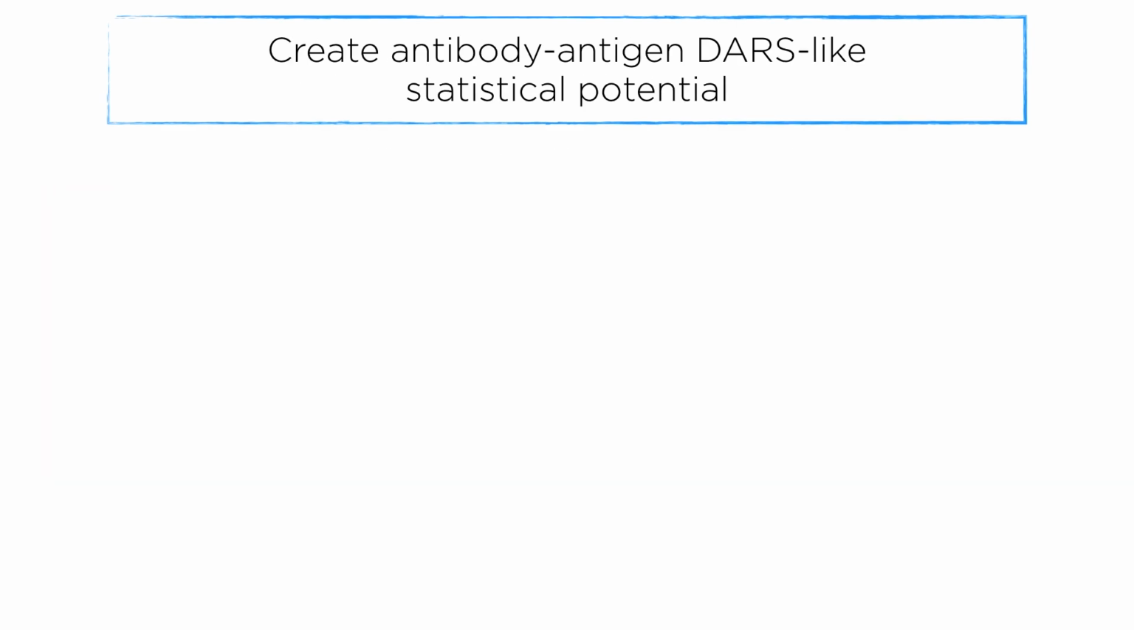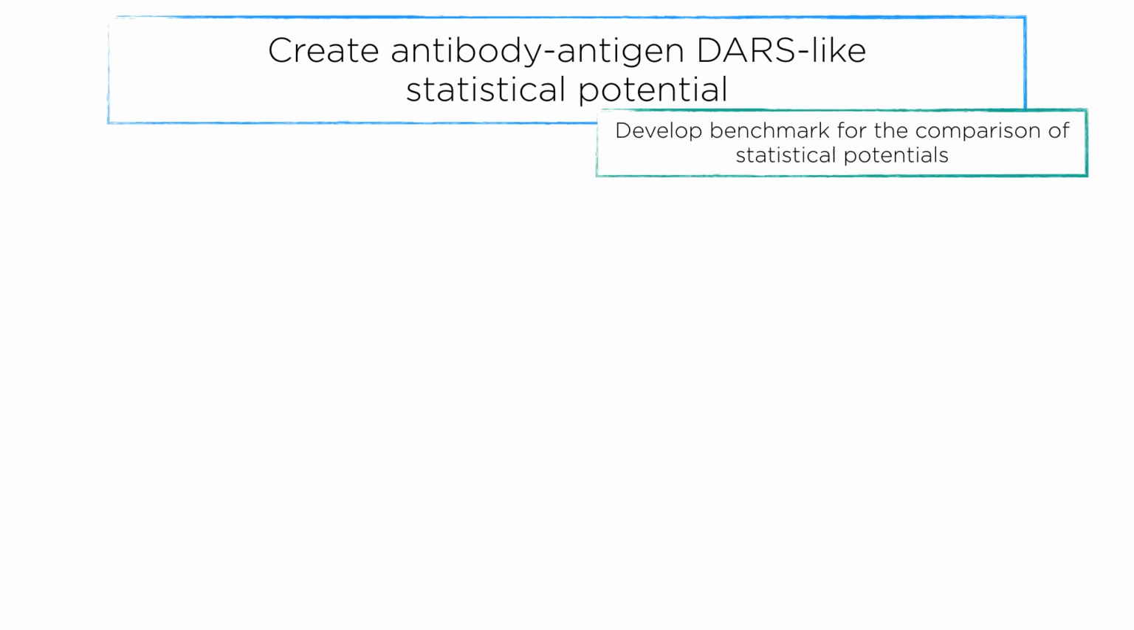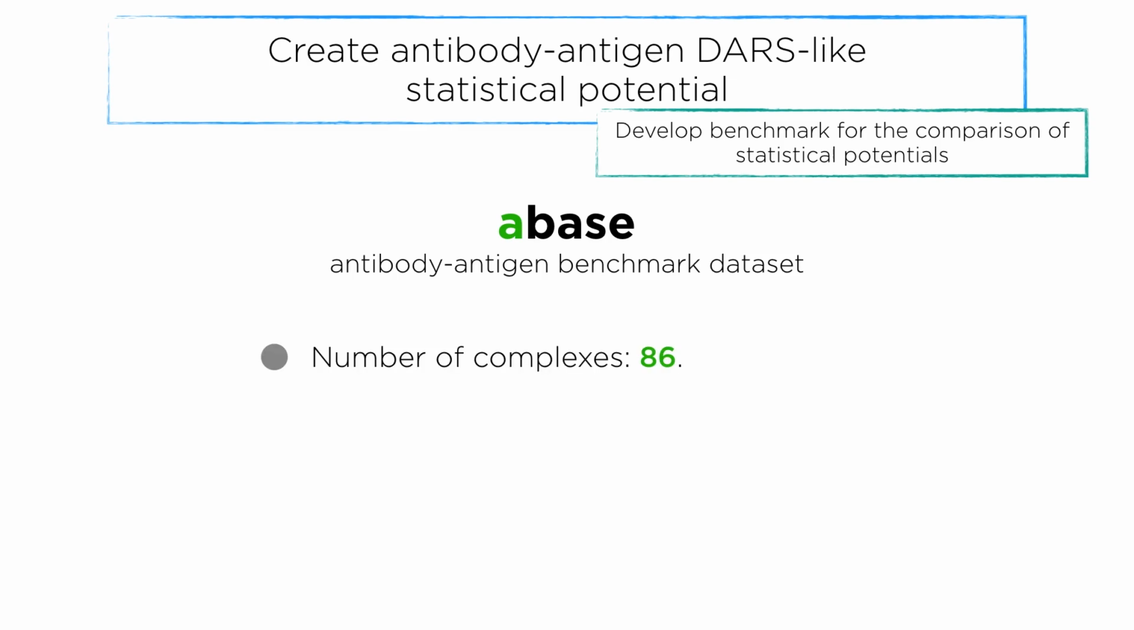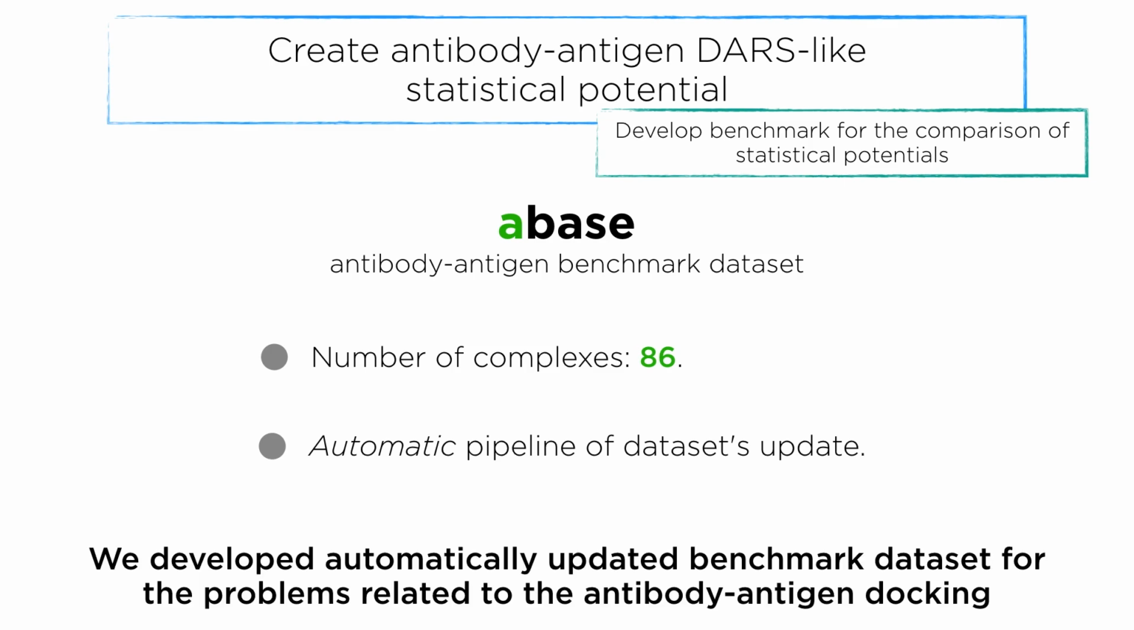Having figured that out, we moved to the next task: creation of an antibody-antigen DARS-like statistical potential. And its first subtask was development of a benchmark for comparison of statistical potentials. First, we needed to create a data set to run our benchmark on, and since that lab contained not enough structures, we developed our own dataset called ABASE. It contains 86 complexes of type antibody-antigen, and it has an automatic pipeline for its update in order to keep it in a relevant state.